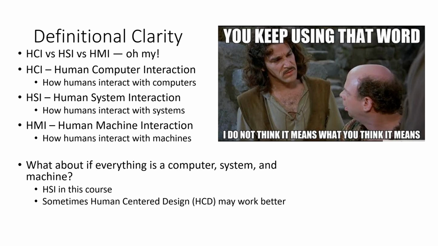But what we run into, right, is the bullet point down here. What about if everything is a computer system and machine simultaneously? How do we do that? In this course, we're going to refer to it as HSI, largely human system interaction. But in a broader sense, sometimes human-centered design might be a better terminology to use. It's really just depending on your use case. And as with a lot of things in this course, you want to generally align with whatever disciplinary or topical space that you happen to be working within.